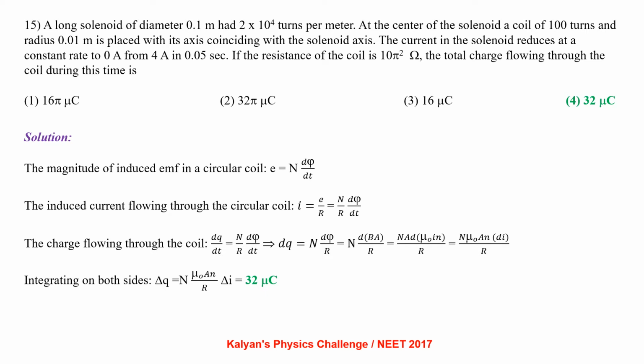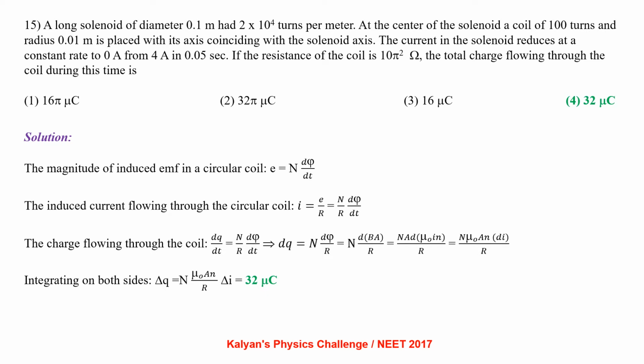A long solenoid of diameter 0.1 meter has 2 into 10 power 4 turns per meter. At the center of the solenoid, a coil of 100 turns and radius 0.01 meter is placed with its axis coinciding with the solenoid axis. The current in the solenoid reduces at a constant rate to 0 ampere from 4 ampere in 0.05 seconds. If the resistance of the coil is 10 pi square ohm, the total charge flowing through the coil during this time is. You can have a look at the given data.